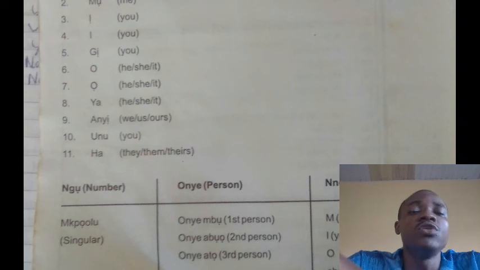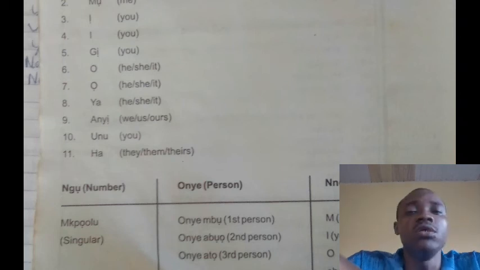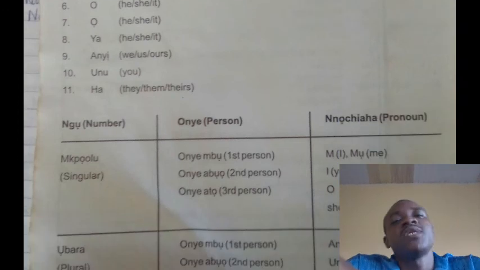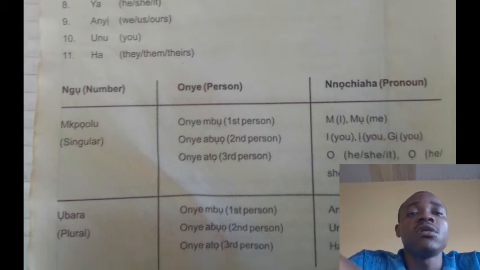Unu could mean you. Unu could mean we as well. The next one is ha, it could mean they, them, theirs. Ha, they, them, theirs. Okay.